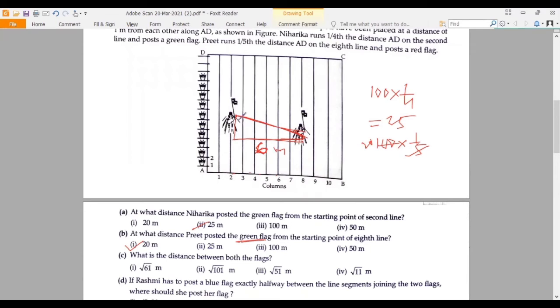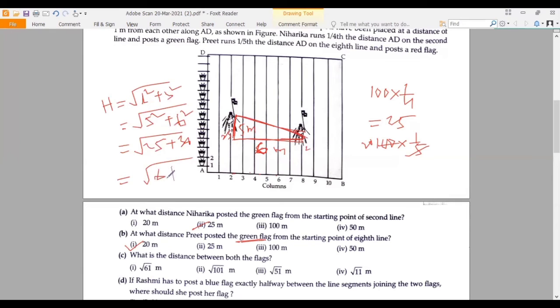And what is the distance of height? That is this distance. Total distance, this one up to this is 25 and up to this is 20. So what is the distance of this one? 5 meter. So this one forms a right angle triangle. So length is 5 meter, breadth is 6 meter. So hypotenuse equals root over of length square plus breadth square, that is root over of 5 square plus 6 square, that is 25 plus 36, that is 61. So root 61 meter is the distance.